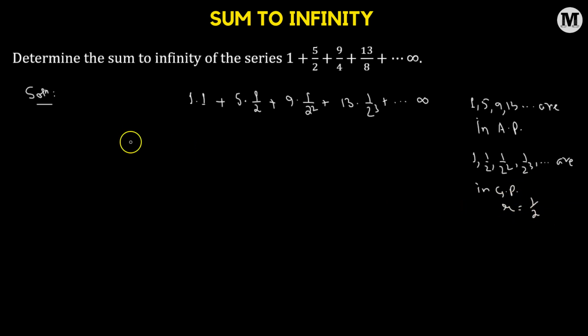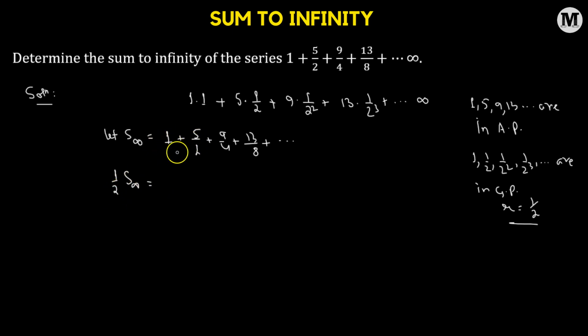Now we will try to find the sum. For this, let S infinity represent the sum to an infinite number of terms of the series 1 plus 5 over 2 plus 9 over 4 plus 13 over 8, and this goes all the way up to infinity. Then we're going to take the sum to infinite terms and multiply each term by the common ratio of the geometric progression, which is 1 half in our case. We have 1 half of S infinity. So we're going to multiply each of the terms by half.